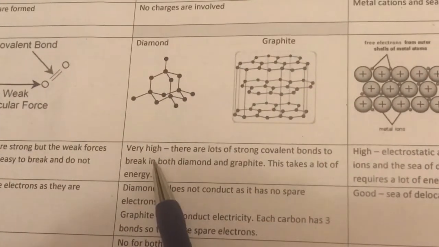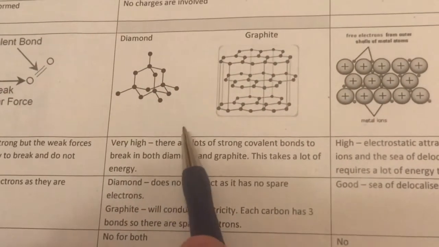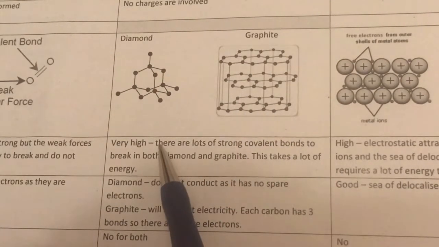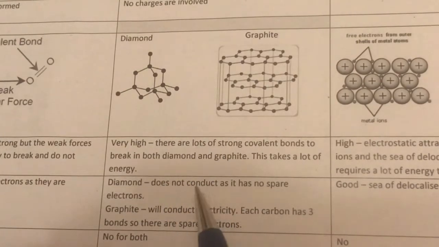In terms of the melting and boiling points, they're very high. Why is it very high? Because these are covalent bonds, but there are loads of them within the structure. Therefore, it takes a lot of energy to break those covalent bonds, so the melting and boiling point is very high.